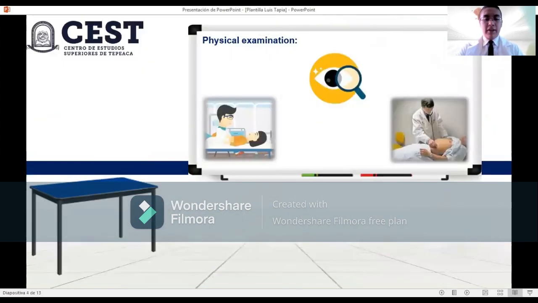Number 2. Physical examination. In cases where the symptomatology is not enough to establish an accurate diagnosis, it is complemented with a physical examination by the attending physician, palpating the abdomen and identifying the classic McBurney sign and sometimes the von Blumberg sign.